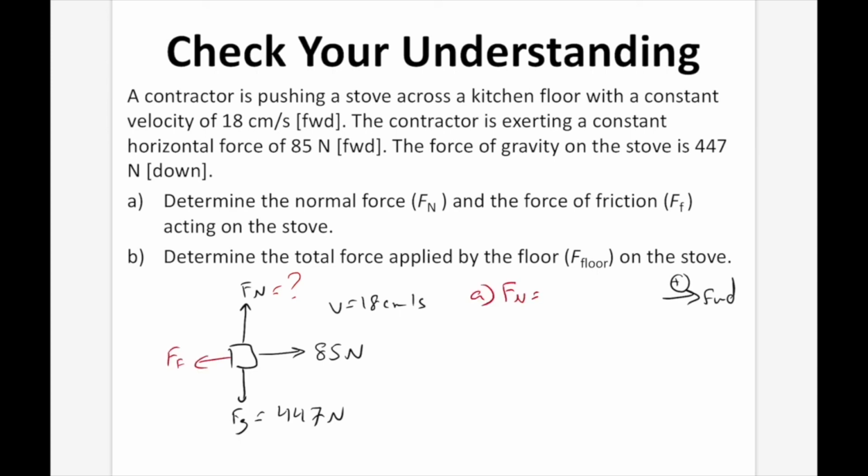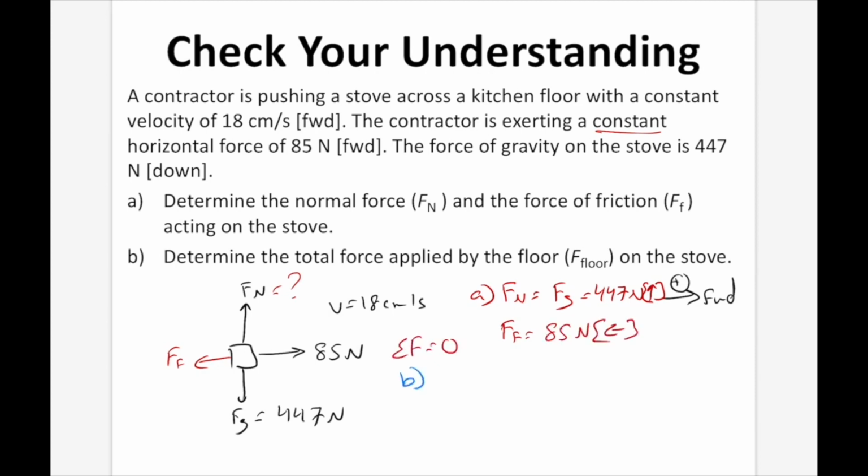Fn in this case, since the stove isn't going into the ground or out into the air, is going to equal Fg, which is going to equal 447 newtons, but now it's going to be going up. Force of friction we can figure out since the velocity is constant. Constant velocity means that the force to the left is going to equal the force to the right, because the sum of the forces is equal to 0. So the force of friction is going to equal 85 newtons left.